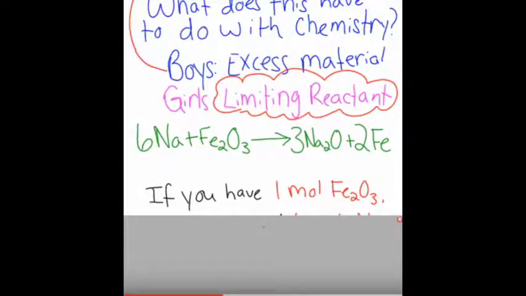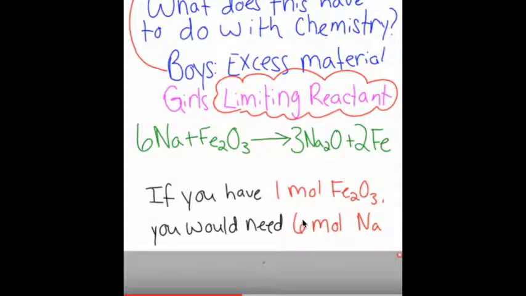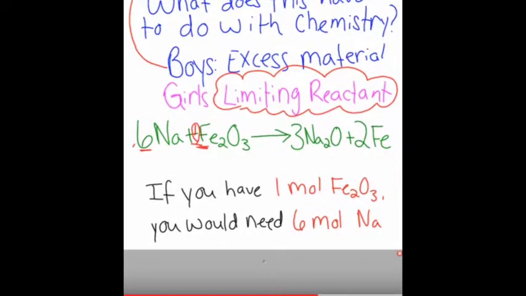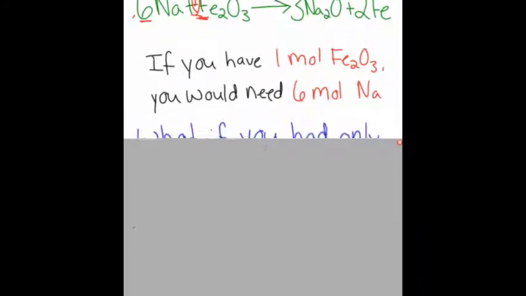So if you have 1 mole of iron oxide, this is what this is saying, then you would need 6 moles of sodium. So it's all about the ratio. We've got a 6-to-1 ratio. So that's the amount that we're going to need in order to complete this reaction. Let me show you an example of a limiting reactant involved in this sort of equation. So I'm going to scroll down.